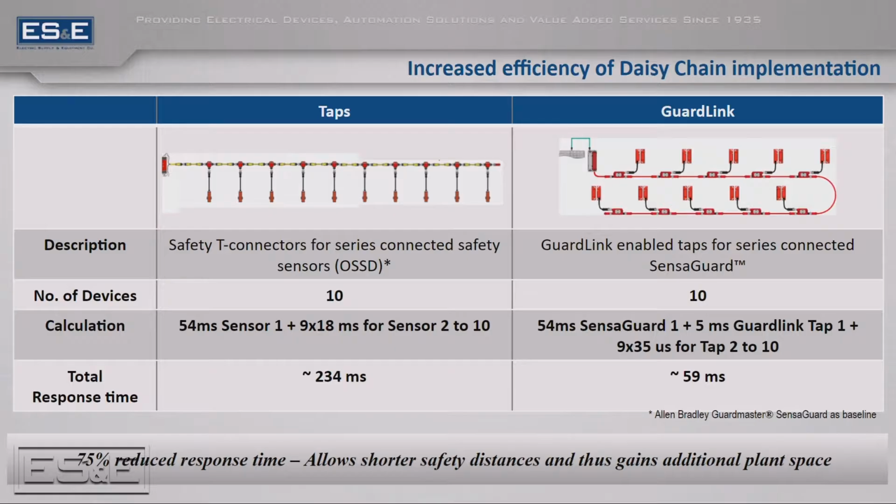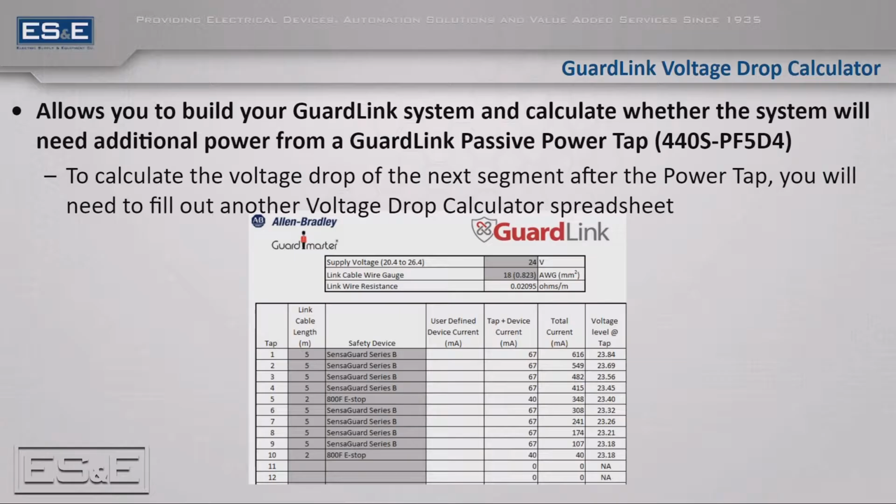Here's just a quick synopsis showing the difference between the traditional T-tap system that Rockwell has versus the upgraded GuardLink capability. And as you can see, the GuardLink has a 75% reduction in response time. So as you're designing your systems, you are now providing those standardized M12 connections plus a significantly faster system. And Rockwell has the calculation there showing you how to get to that. Along with that time response calculation, when you are designing and implementing a GuardLink system, Rockwell has also provided a voltage drop calculator where you can put in how many taps and what the devices are. This is to help that validation and verification of your system to show that the GuardLink is achieving that level of performance that you deem necessary within your safety assessment.